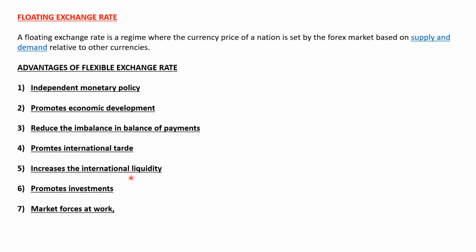Then the next advantage is it increases international liquidity. The problem of international liquidity is automatically solved here under flexible exchange rate. In fact, the present shortage of international liquidity is due to pegging the exchange rate, or we can say it's due to fixed exchange rate and the intervention of IMF authorities or the intervention of government to prevent fluctuation in the rates beyond the narrow limit. So this will help us to solve that problem.